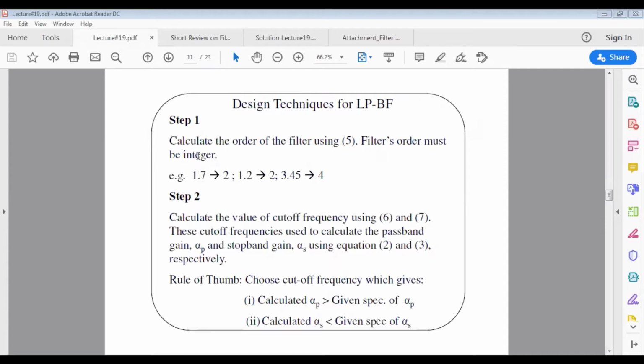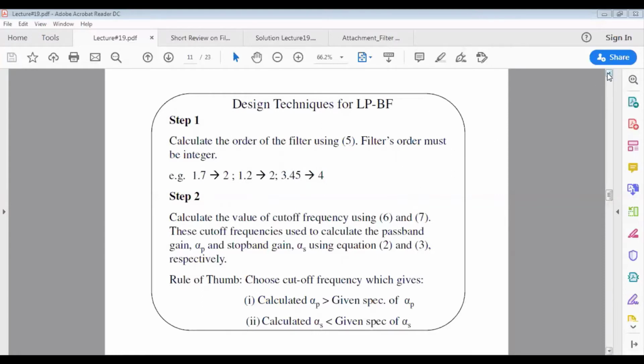Number 1, we have to calculate the filter order using equation number 5. Bear in mind that the filter order must be an integer. For instance, if we get the value 1.7, we must round it up to 2. If we get the value of 1.2, we also need to round up to 2, as long as the value is bigger than 1. And if the value is 3.45, we have to round up to 4, for example.